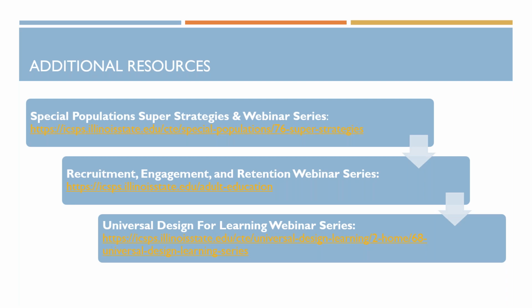So here are some additional resources that I felt could be of benefit. As I had mentioned, this is a webinar series that we are doing for all 9 of the special populations. The first link is to the super strategies that this series is based off of, as well as the previous webinars and recordings that we have done. If you have not seen those, or if you've missed a webinar, please feel free to utilize those and share those out with anyone you may feel would benefit from them.